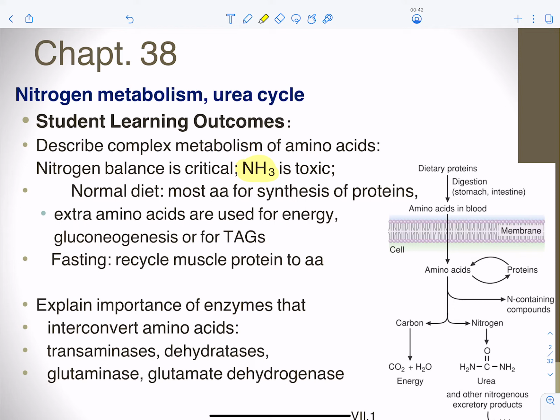Your carbons that are extra, or your amino acids that are extra, if you have a high protein diet, for example, those can be used for energy, also made into fats, etc. And the nitrogen is going to be passed on to urea. In fasting, your muscle is going to recycle proteins, convert them to amino acids, and then be able to use those for energy.